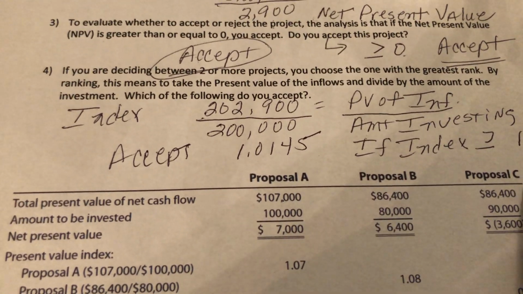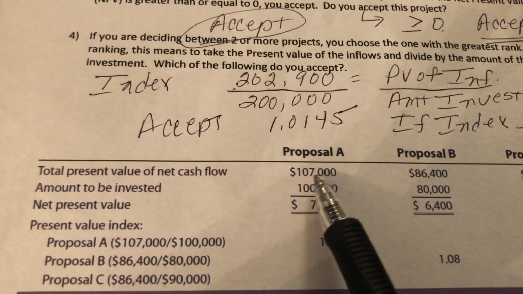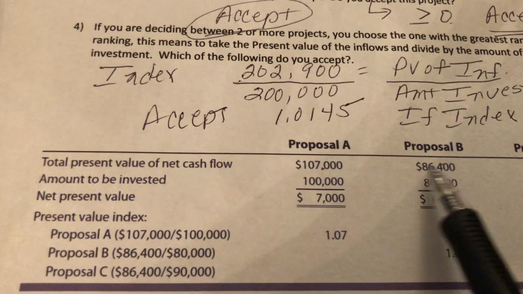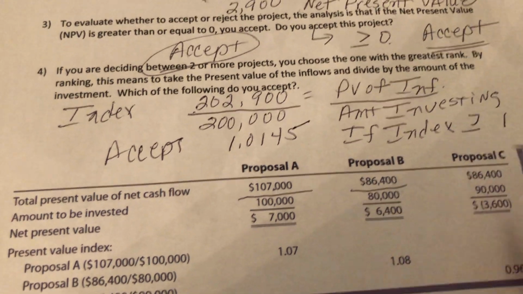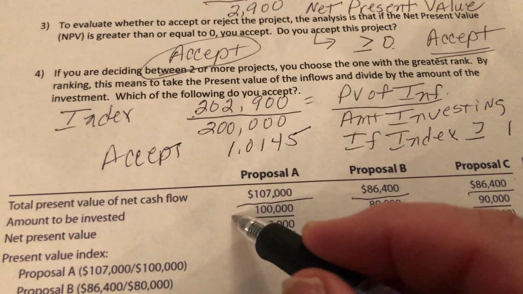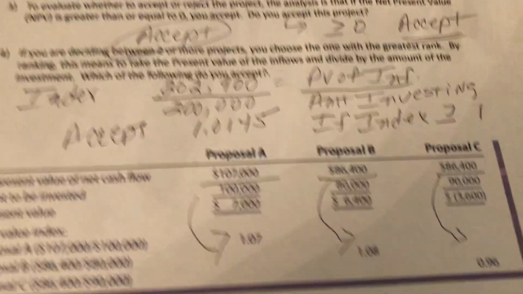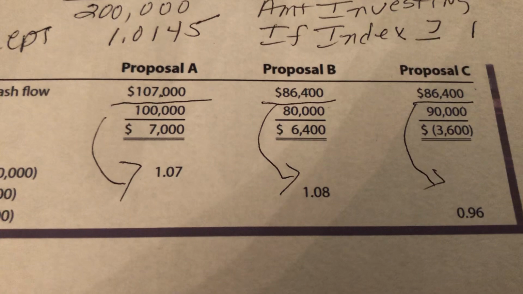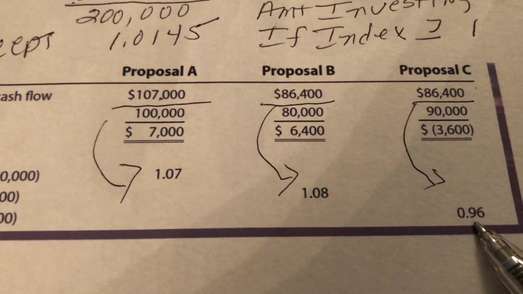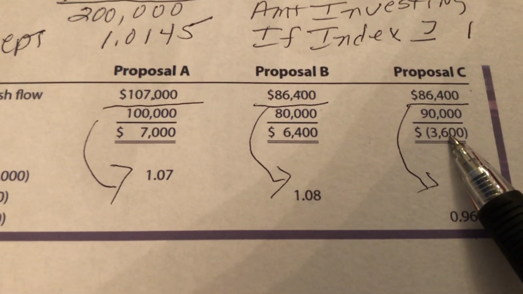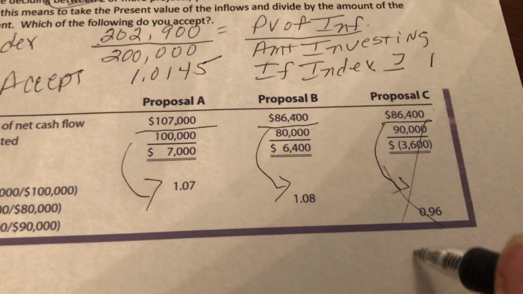They have 3 proposals, A, B, and C. And they've gotten the index. You can calculate that. You could take 107 divided by 100,000. Okay, in each case, this is what they've done. They've done the division, and that's how they got these numbers. And then the one over here, you don't want to accept this one because what's happened is it's less than 1 and the net present value is less than 0. So this one would be totally out. Okay, do not accept this.